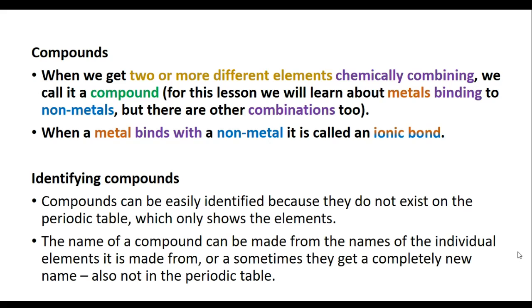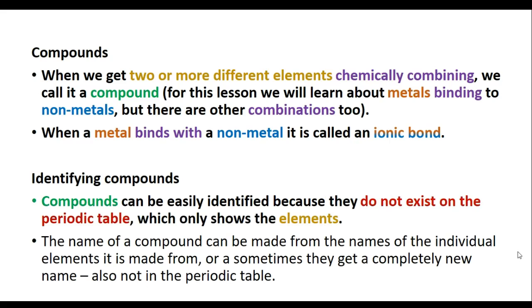Now, in terms of identifying the compound and naming them, we can easily identify compounds because they don't exist on the periodic table. So if you have a look, water is not on the periodic table, and neither is carbon dioxide. That is because compounds are made up of elements, and elements are shown on the periodic table. So you can see the elements that make up water and the elements that make up carbon dioxide, but the compounds themselves are not on the periodic table.